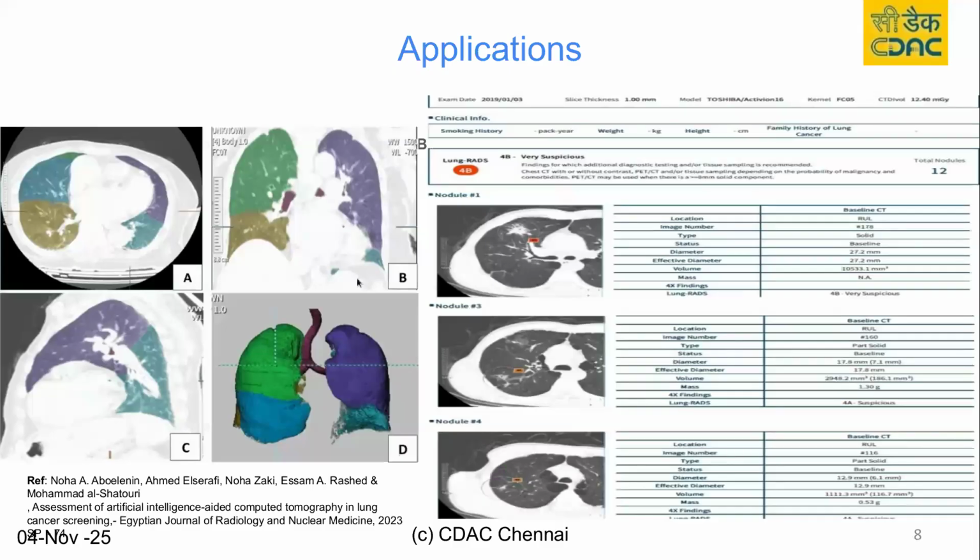Coming to CT scans, you will have a 3D image of the lungs. These are slices of 3D images, in which you will be able to detect nodules by a bounding box. So you can train AI models to detect these nodules.